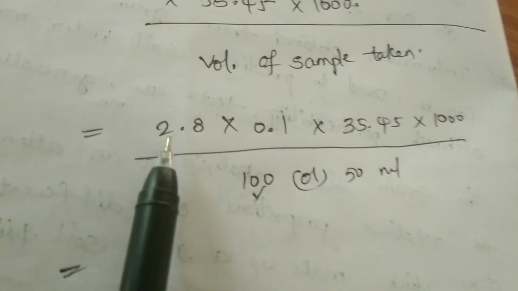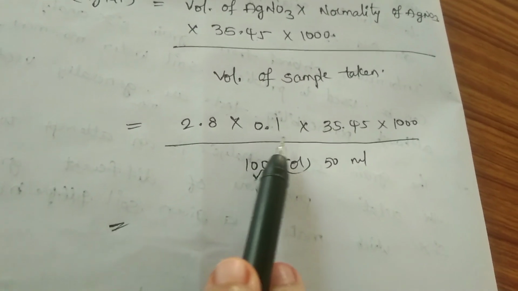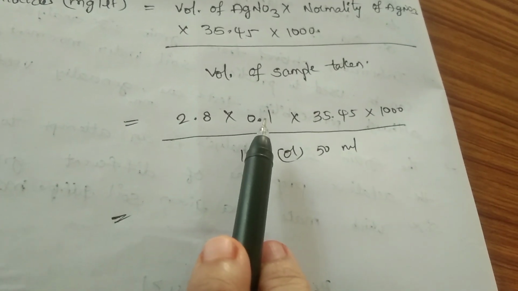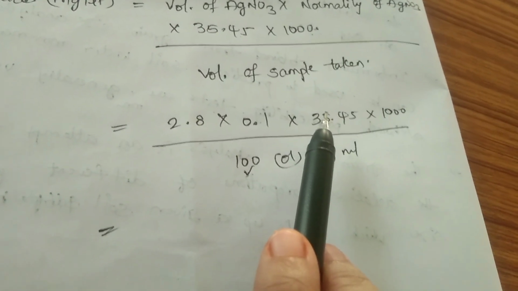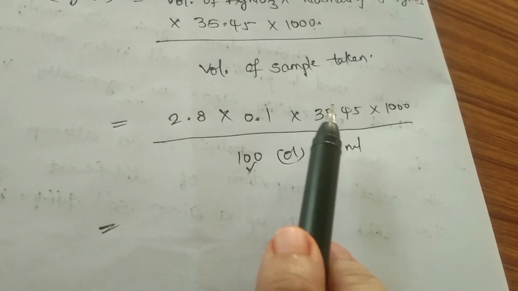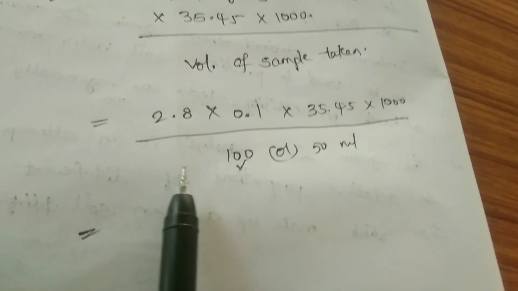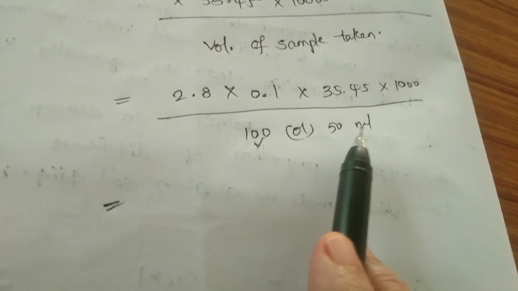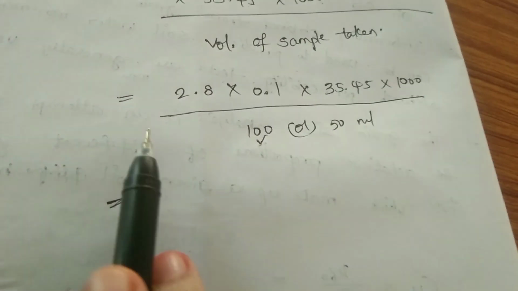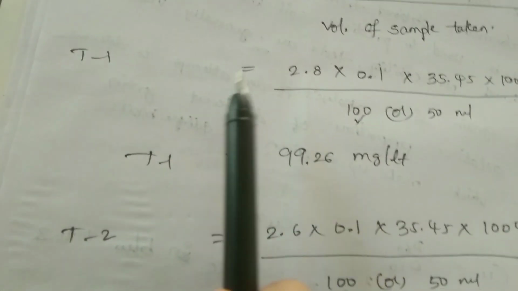Yes, here I am doing the first trial. 2.8 into normality: I prepared 0.1 normality of AgNO3, so I have taken 0.1. And next is 35.45, the molecular weight of chlorides. Then 1000 divided by 100, or 50 ml. Here I have taken the volume of sample as 100, that's why I have written 100, or else 50 can also be taken. Next, final. So the trial 1 value is 99.26 mg per liter. Next take trial 2.